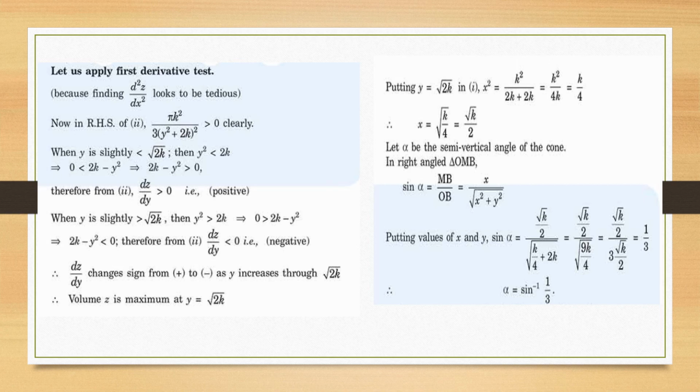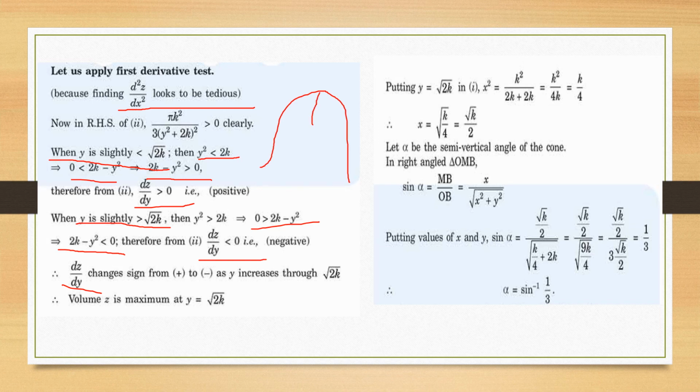Now I can apply either the first or second derivative test. If the second derivative looks tedious, I can go for the first derivative test. I will check y slightly less than root 2k and y slightly greater than root 2k. When y is less than root 2k, y square is less than 2k. Taking y square to the other side, 2k minus y square is greater than 0, which means the first derivative is positive. For the second case, 2k minus y square is less than 0, which means the first derivative is negative. So the first derivative changes sign from positive to negative.